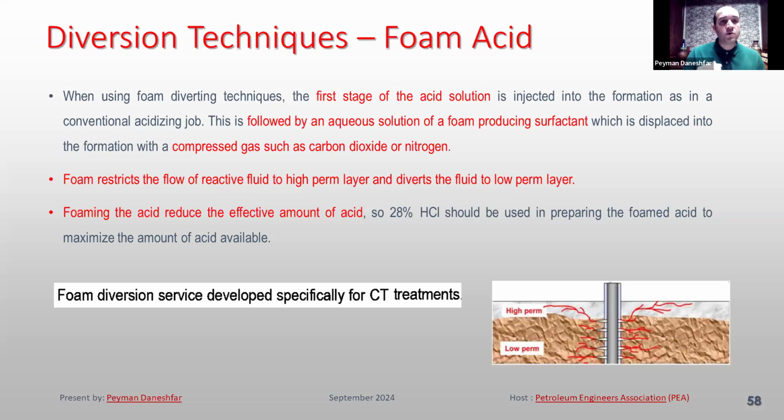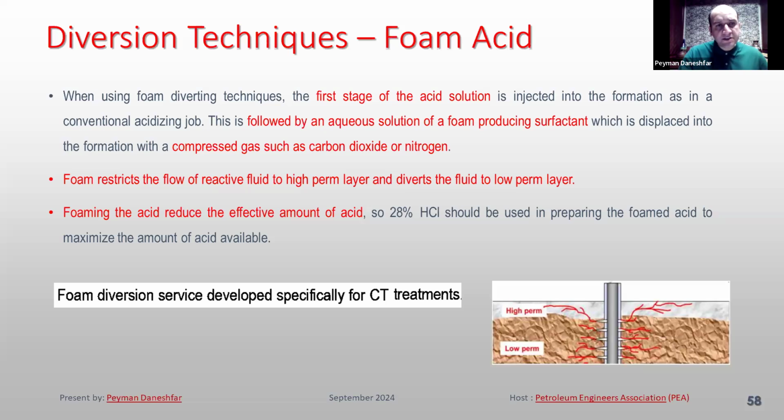Foam restricts the flow of reactive fluid to the high perm layer and diverts the fluid or acid to the low perm layer. Foaming and the acid reduce the effective amount of acid. So we should use the highest strength of HCl acid, for example 28%, when foaming reduces the strength of the acid. Okay, it's not a major concern or a major problem. So we choose a high strength acid in foaming acidizing.